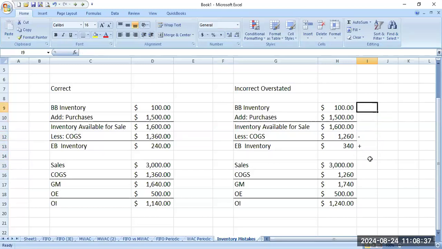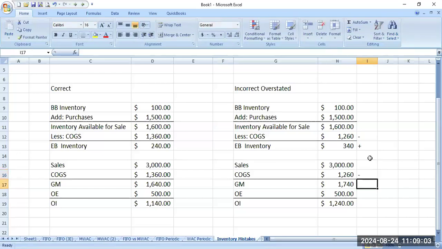Beginning inventory is not going to be affected. Purchases are not going to be affected. Goods available for sale, not affected. If we overstate the ending inventory, that will be overstated. Cost of goods sold will be understated. Sales, no change in sales. Cost of goods sold again, those are understated.